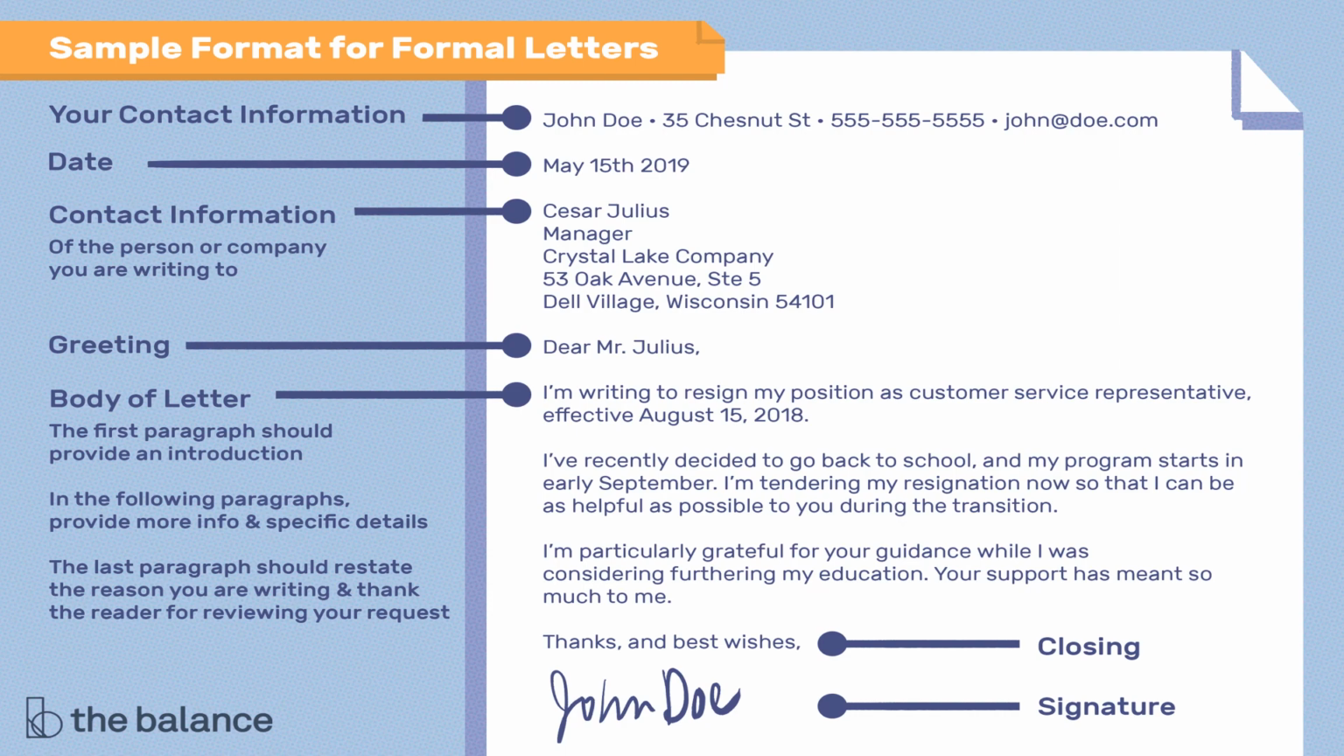So from address, date, to address also, detailed to address, and then you write dear Mr. Julius. So you can see Caesar Julius, the name came Mr. Julius. So you use the second name or the surname only. Now body of the letter, usually 3 paragraphs is the standard mode. First paragraph, you provide an introduction or the reason for your writing. Second paragraph, you give more information or you specify the details you want to give. And in the last paragraph, you can review your request or the need for your writing the letter. And then you give the closing remarks, thanks and best wishes.